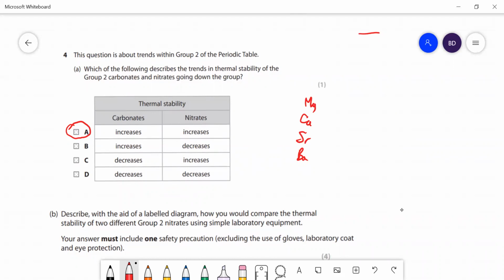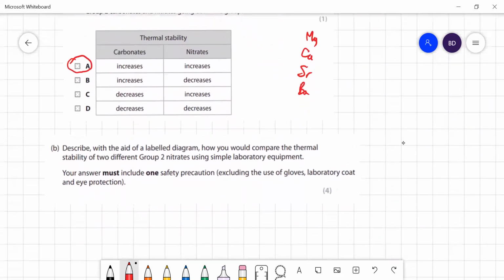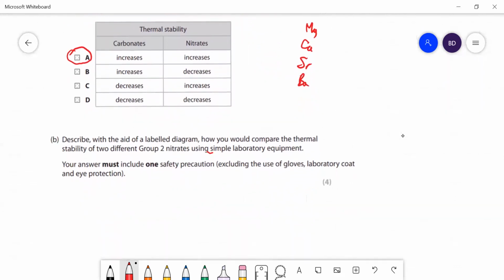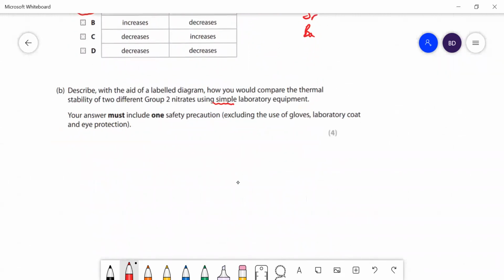Okay, describe with the aid of a labelled diagram how you compare the thermal stability of two group 2 nitrates using simple equipment. I think that's what they're looking for, something pretty simple. So what I would do, I would probably bubble the gas that is being produced. Now the gas, right, when you decompose a nitrate, how are we going to detect that? Well, let's say we've got magnesium nitrate. You get magnesium oxide, which is a solid, and you get 2 moles of NO2 gas, and that's brown. So that's very easy to see. And then you're also going to get O2.